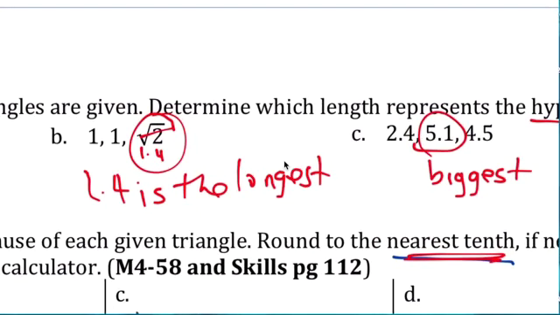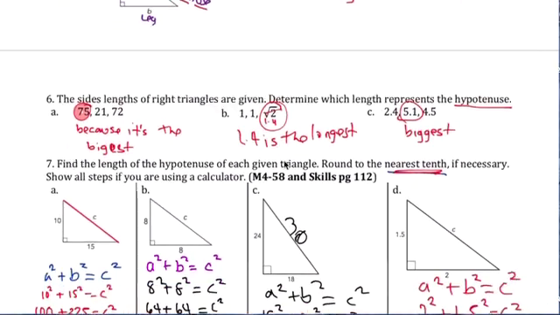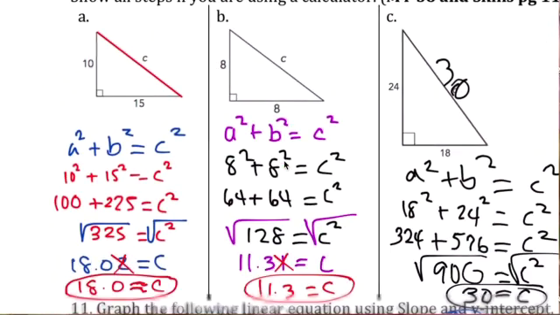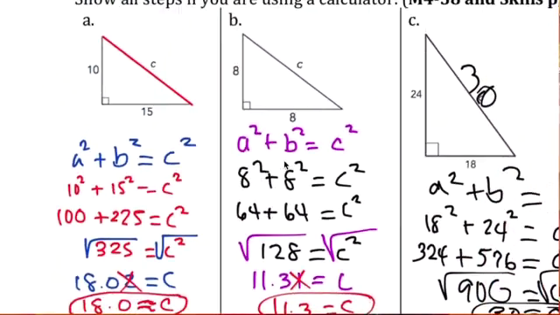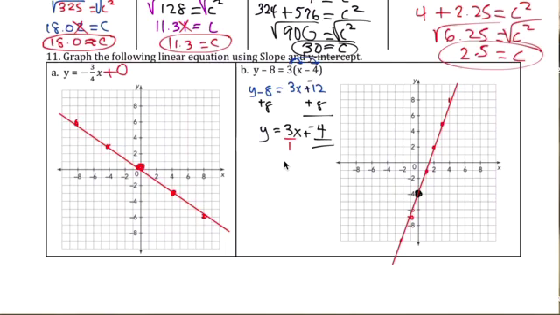1.4 is the longest, because the square root of 2 is 1.4. 5.1 is the longest, or the biggest. So using the Pythagorean theorem, a squared plus b squared equals c squared. That's a, that's b, and that's c here. Here's c, and here's d. Okay, that's d there. And then 11, how you graph when there's no starting point.